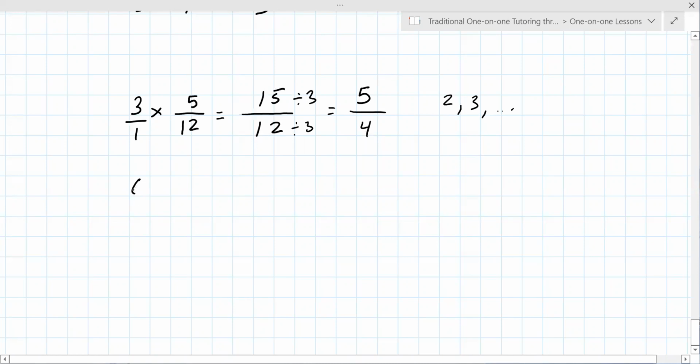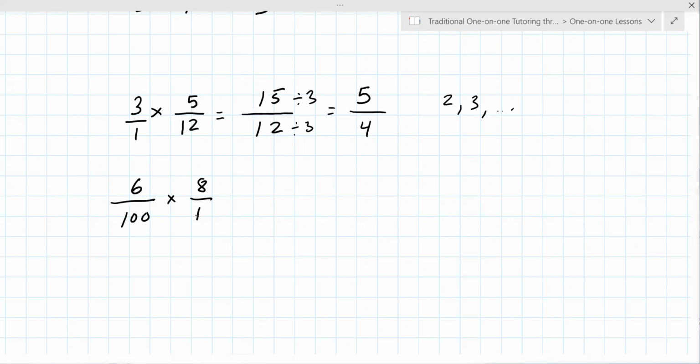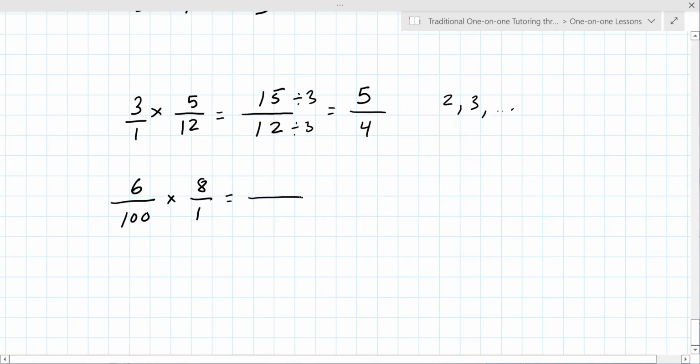Okay, so here's another problem to try. 6 divided by 100 times 8 divided by 1. So you multiply from the top. 6 times 8 is 48. And 100 times 1 is 100. Okay, so now the first number you try to see if it goes into the top and the bottom is 2.